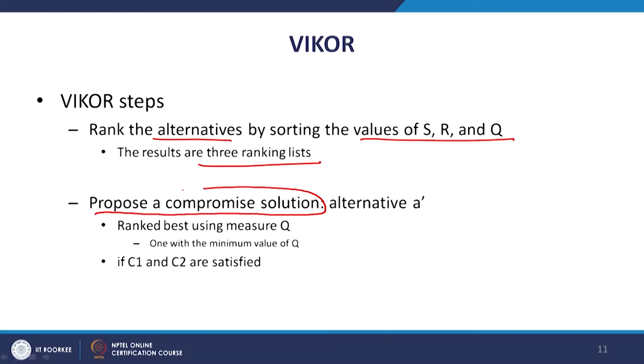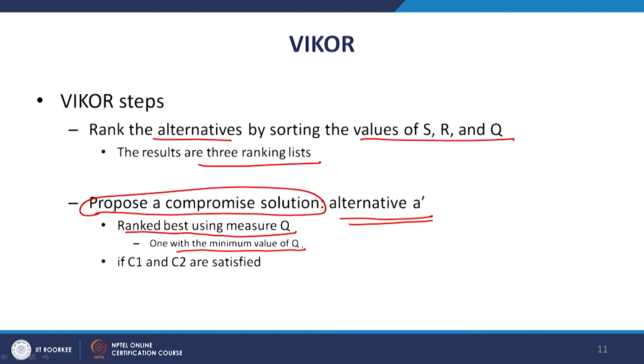Now the next step is about proposing a compromise solution, that is alternative A dash. So, this is something that we are going to propose. What steps do we follow? This alternative A dash is ranked best using measure Q, and how do we determine the best using measure Q? The one with the minimum value of Q.